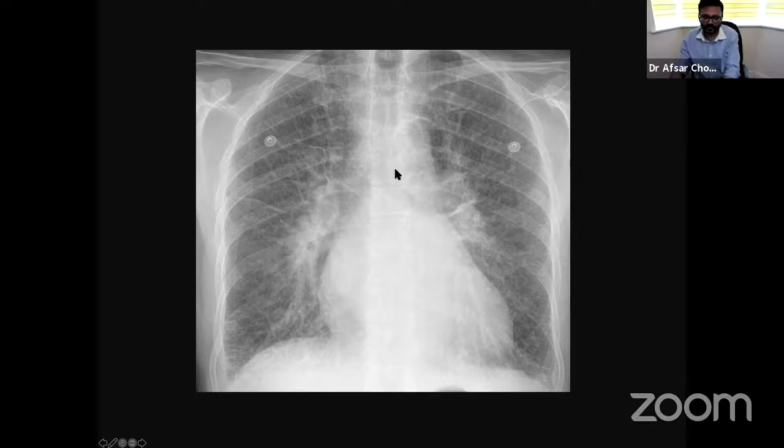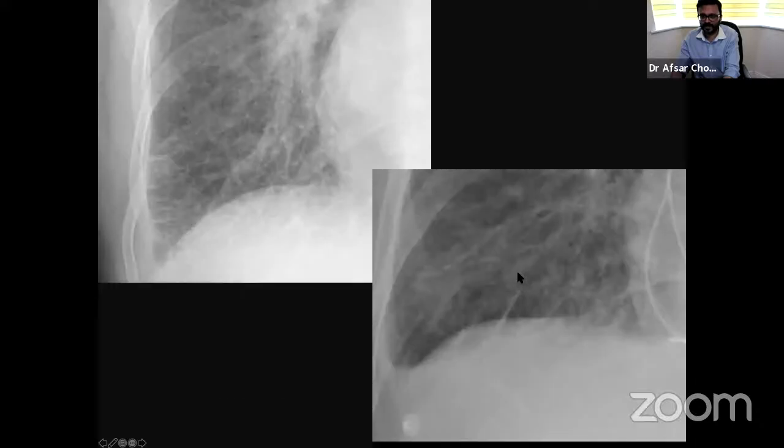So from this stage, where you are seeing the hila enlarged and perihilar opacities starting to develop, this is a stage of interstitial pulmonary edema. And yeah, I think you got a zoomed view of the Kerley B lines.